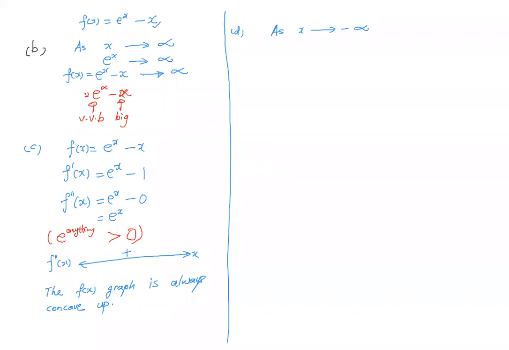Kiko. e^x approaches 0. Yes, you are right. e to the power x approaches 0. Because you have this in mind, am I right? e to the power negative infinity is 1 over e to the power infinity. 1 divided by very, very big is very, very small. Am I right? So what happened to f(x), which is e to the power x minus x, will approach, Kiko? Minus x.